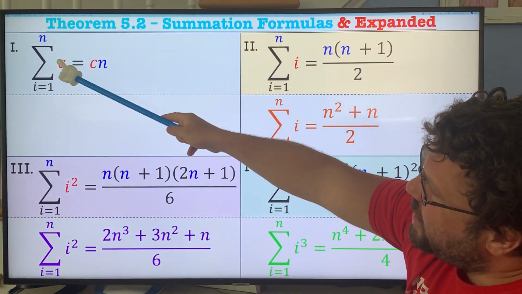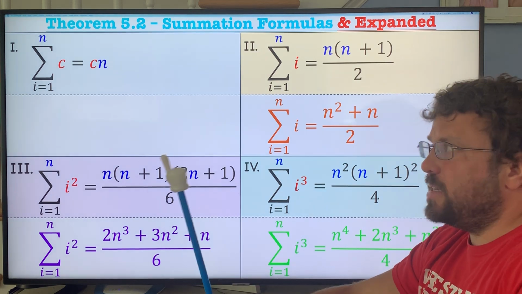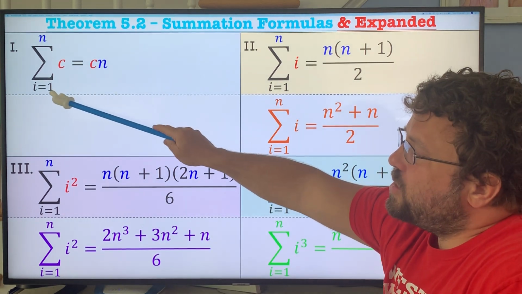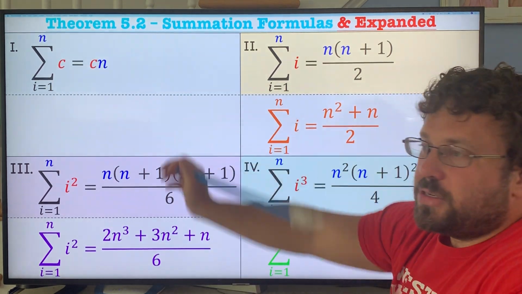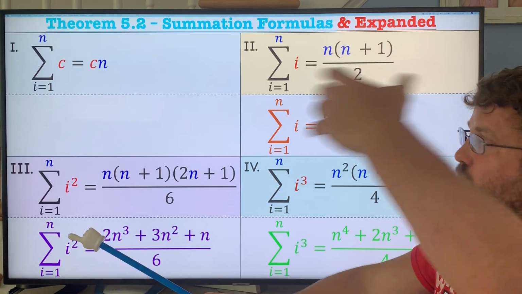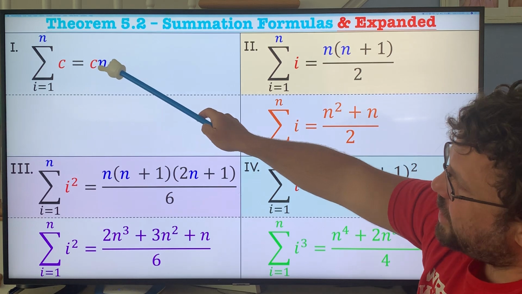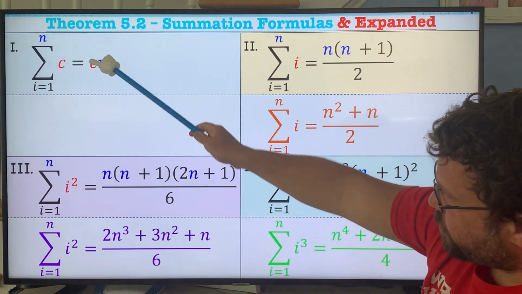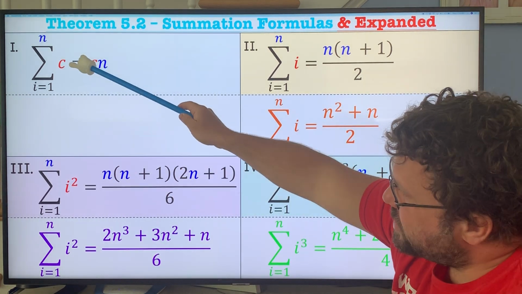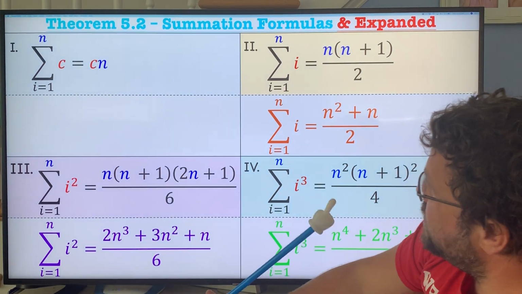The first one is if you find the sum of a constant. Now the i equals 1 is your lower limit. The n is your upper limit. That's how many rectangles you have when you're dealing with the n's here. Now, in this case, all the i's are going to be 1. C times n is whatever the constant is times the number of rectangles, n.